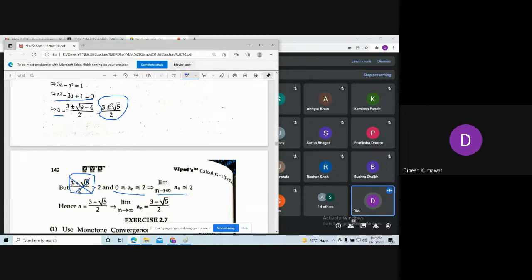So the plus one has gone from here. What remains? The negative quantity. Hence, this limit of a_n is converging to this number a. Is that clear?